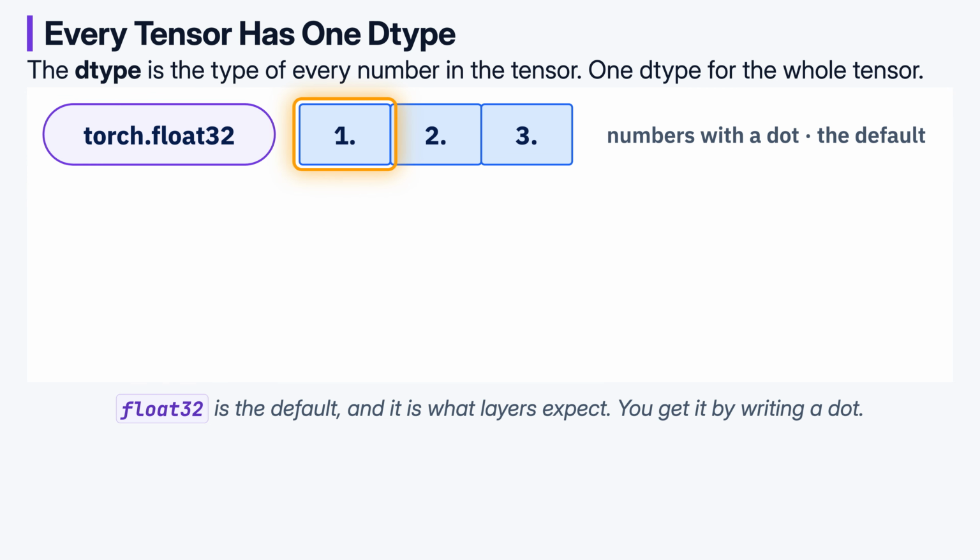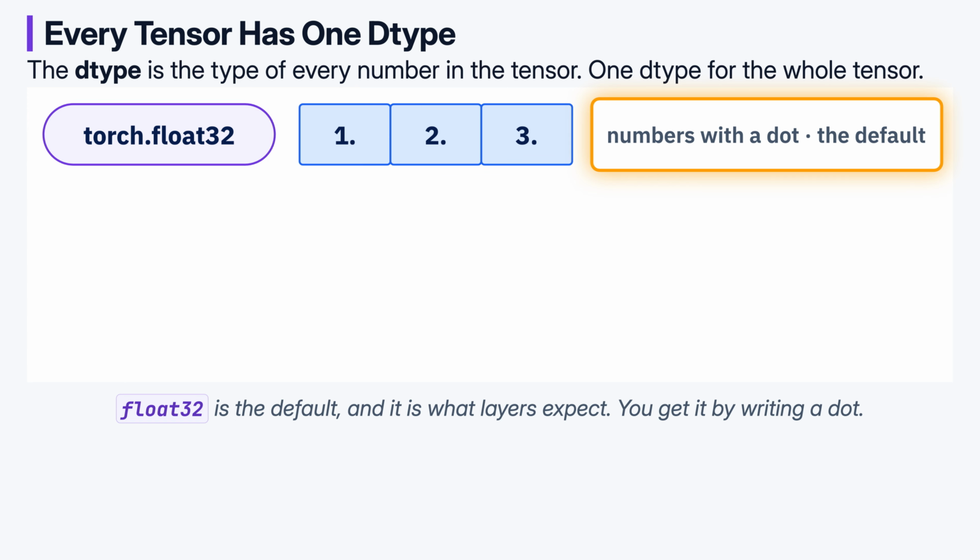See the dot after this number. A dot makes it a float. This Dtype is float32, and it's the default. It's also what most neural network layers expect. You get it just by writing a dot.